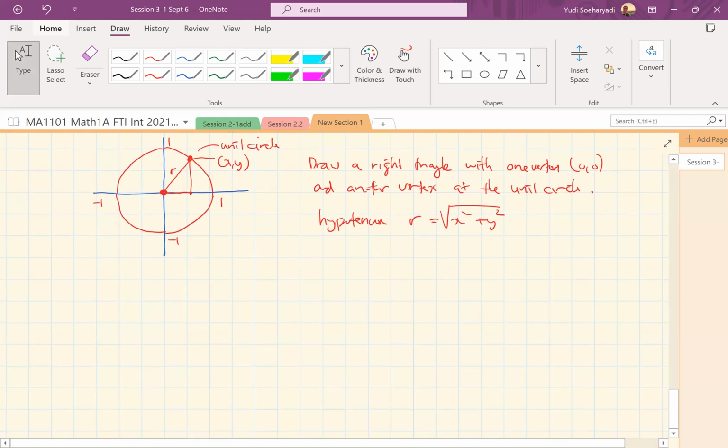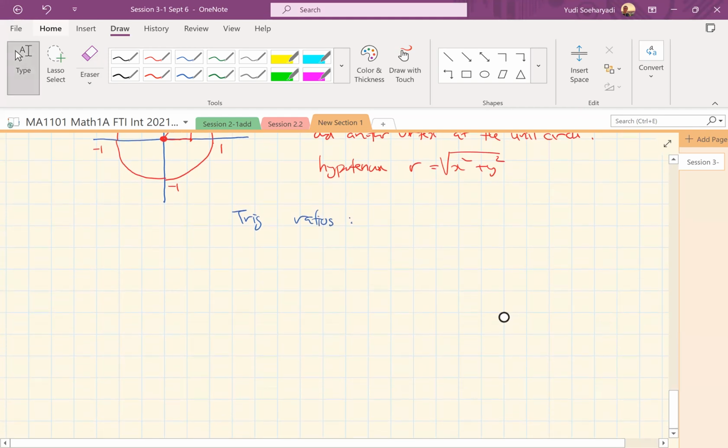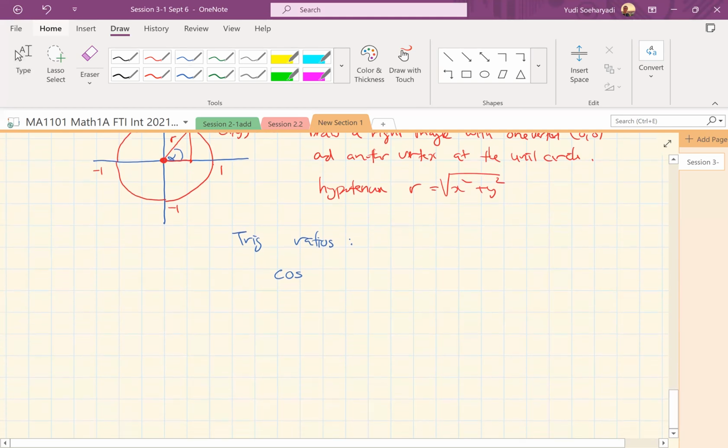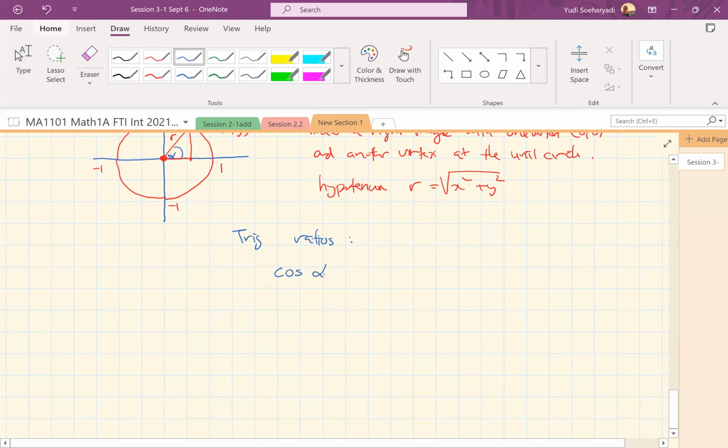So we call these defined quantities, trig ratios. What we call cosine: the angle is alpha here, so cosine alpha is x over r, the hypotenuse.